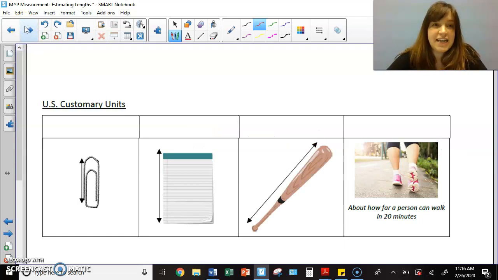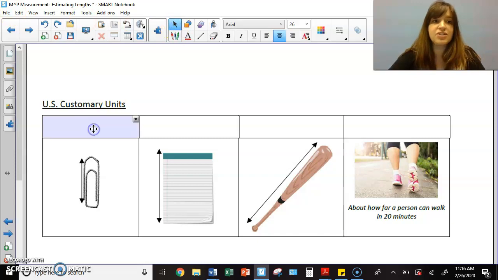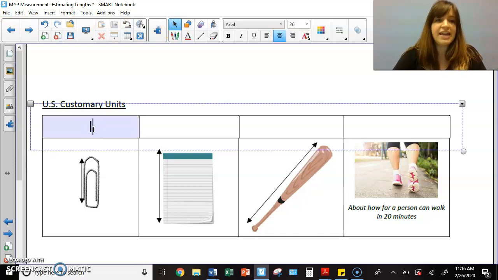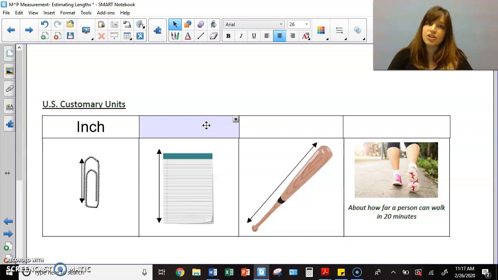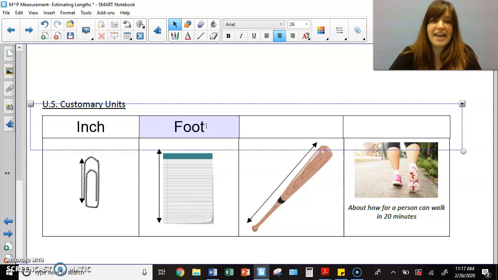In the United States, we have a different unit of measurement than we do in the rest of the world, and we use a customary system. The smallest unit is called an inch. An inch is about the length of a paperclip, give or take a little bit. The next largest common unit is the foot. More than 1 foot would be feet, and that's about the height of a sheet of paper.